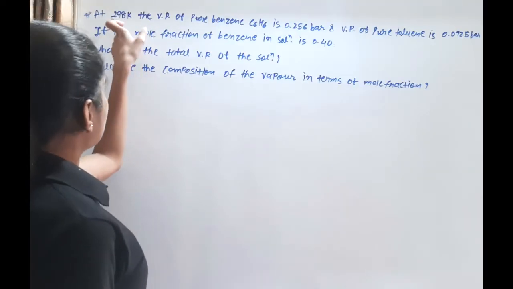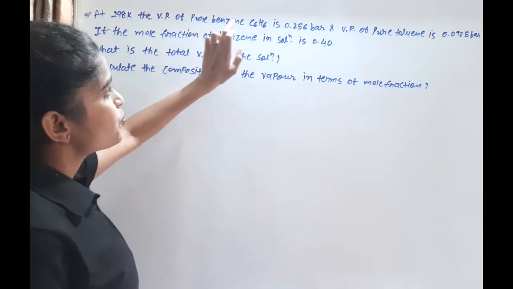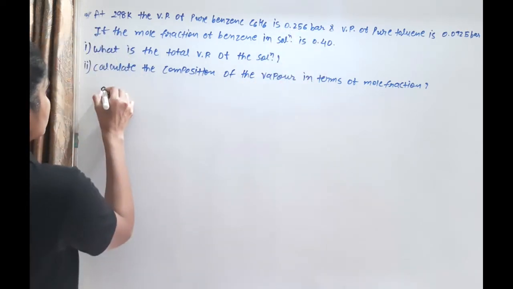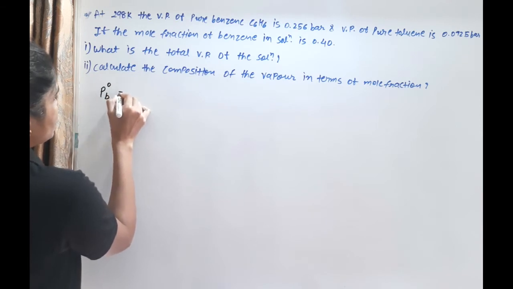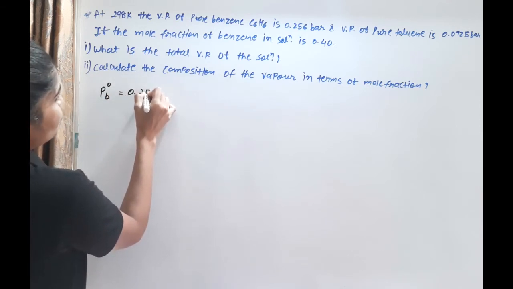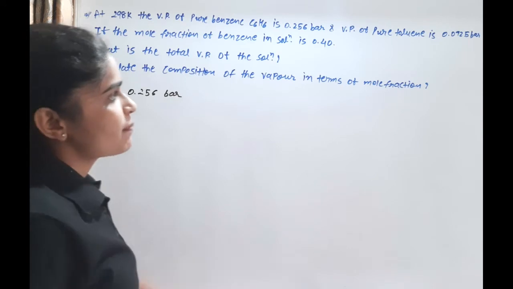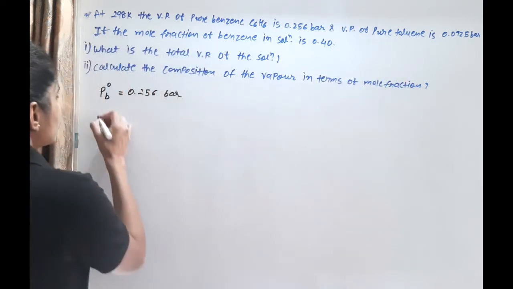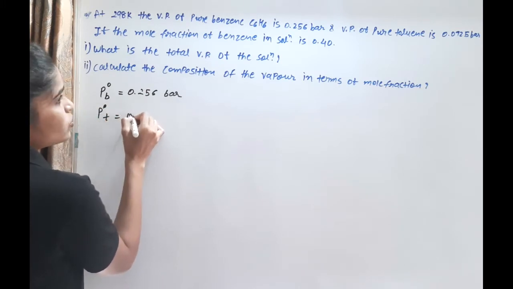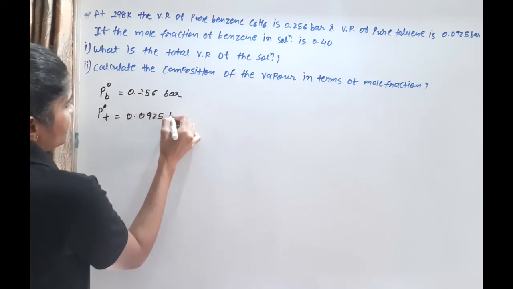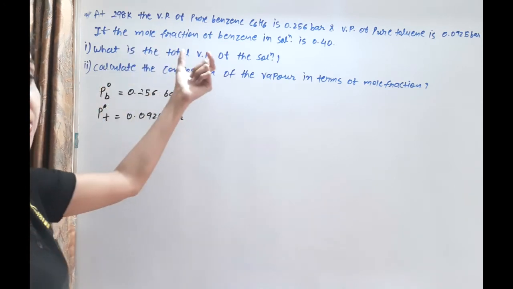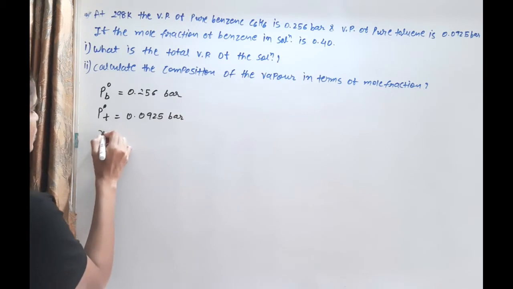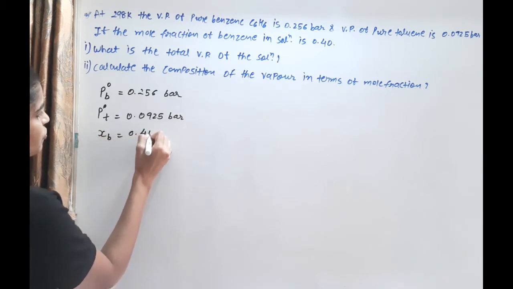Next: at 298 Kelvin, the vapor pressure of pure benzene is 0.256 bar. So the given value is P0 benzene, 0.256 bar. And the vapor pressure of pure toluene is 0.0925 bar. So P0 toluene is equal to 0.0925 bar. If the mole fraction of benzene in the solution is 0.40, so the mole fraction of benzene is equal to 0.40.